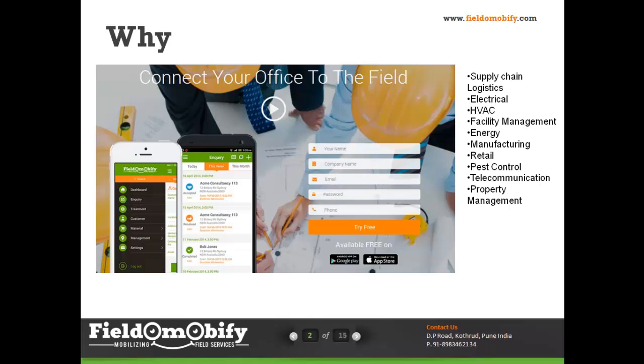Many times, office management needs to know what's happening on the site so that they can better manage the customer expectations. Fieldomobify is the system which helps to connect the office to the field and the field to the office. It helps all operations at the field so that the tactical plan created by supervisors is executed. It helps in efficient execution of the strategy decided by management.